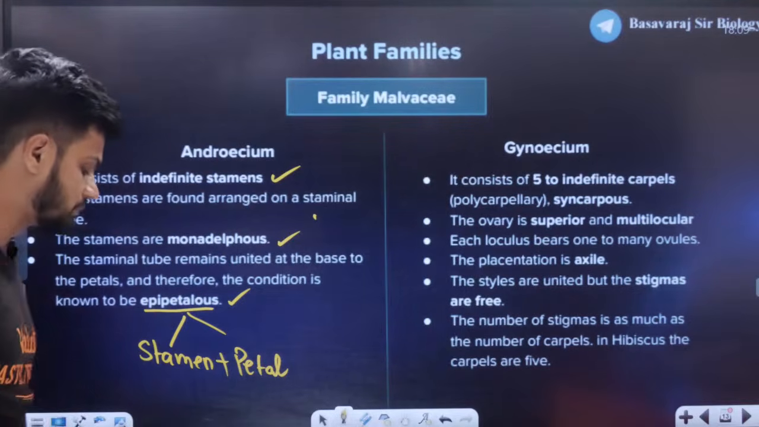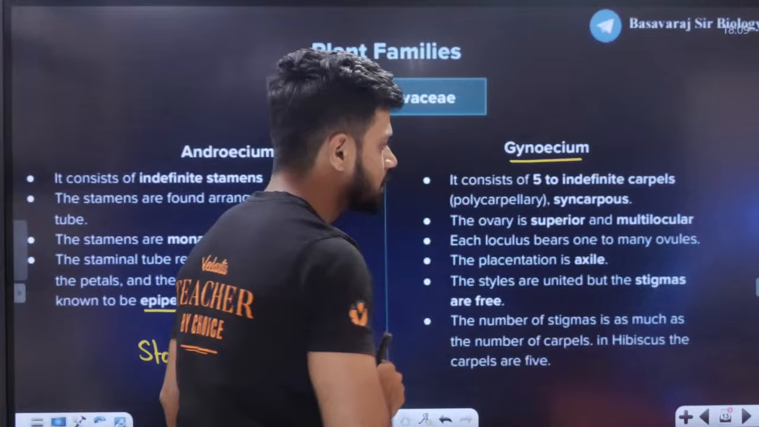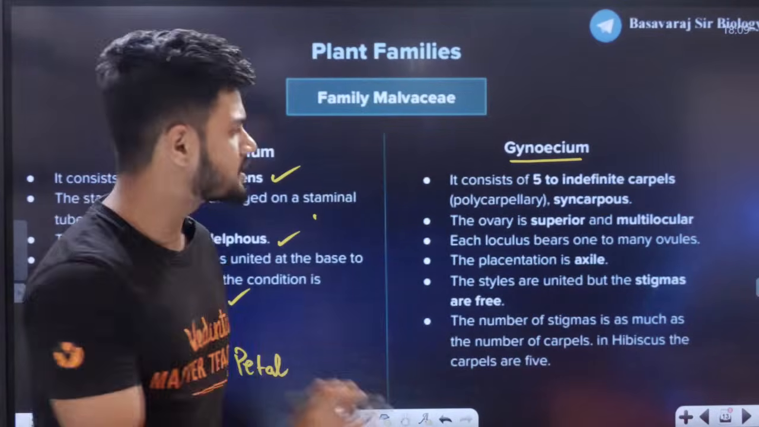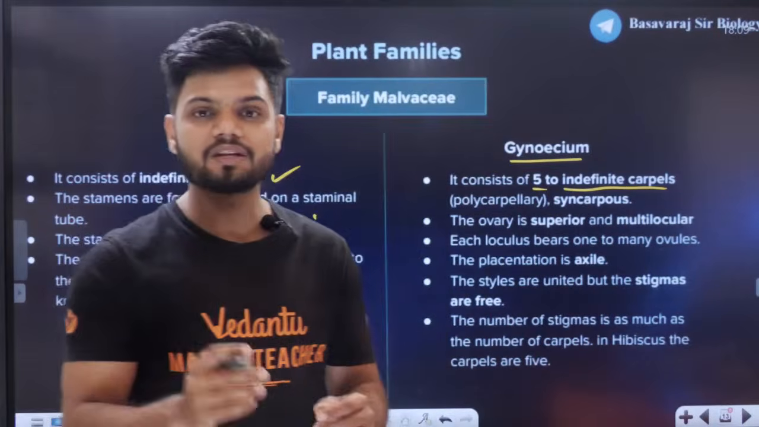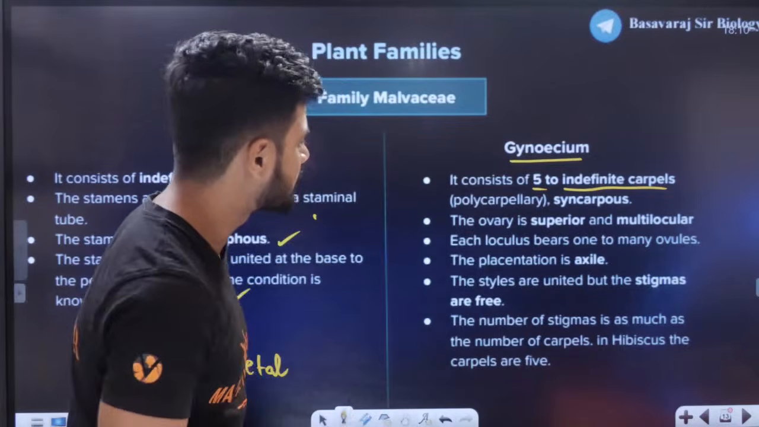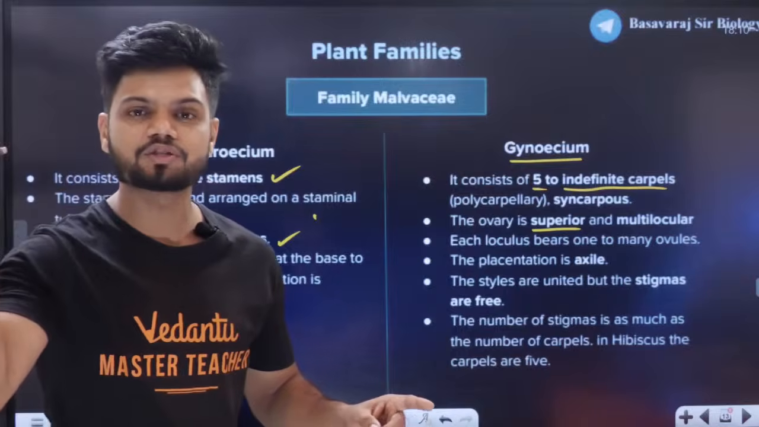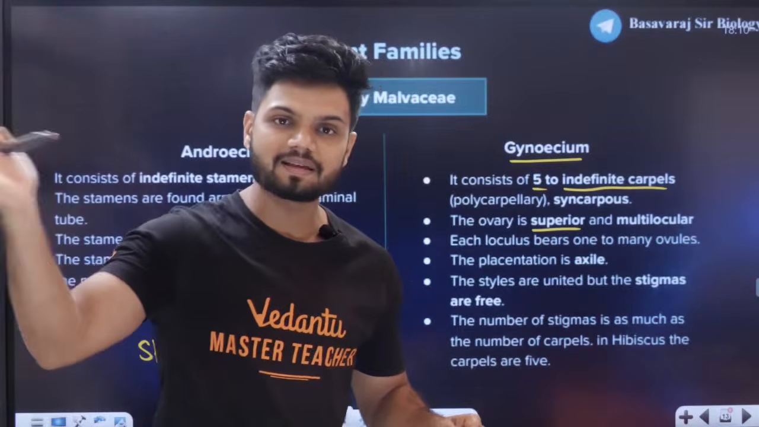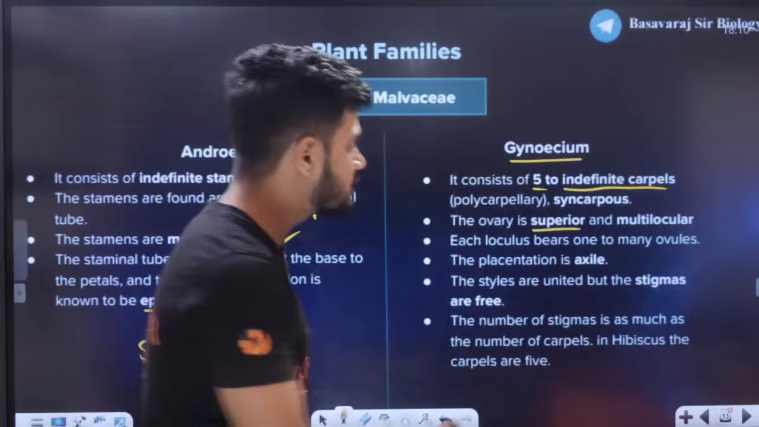Stamen plus petal. Now, if you look at the gynoecium again, it says 5 to indefinite carpels. So gynoecium also ranges from 2 to 5 or indefinite. Okay. Ovary is superior, both in the case of your previous Fabaceae and this family Malvaceae, superior ovary. And here it is multilocular.